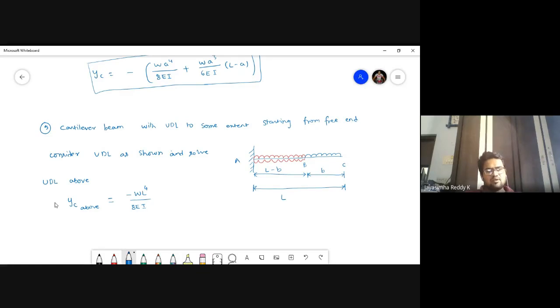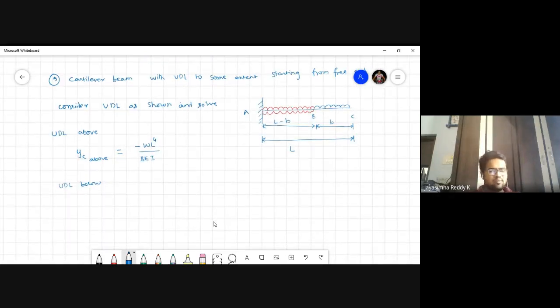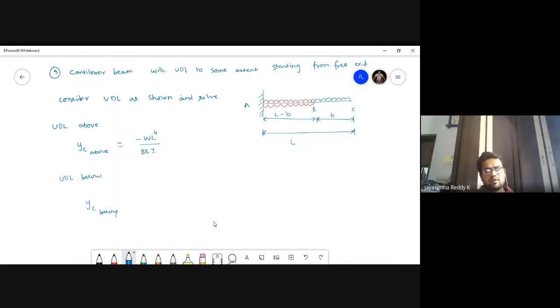Now let's see UDL below. If we consider only below, what will be the deflection at YC, students? YC below. We considered this problem earlier as well. What I am assuming is only UDL to some extent. In the previous case we have solved this same one. So UDL below in the sense you consider only the below one, and leave this part.